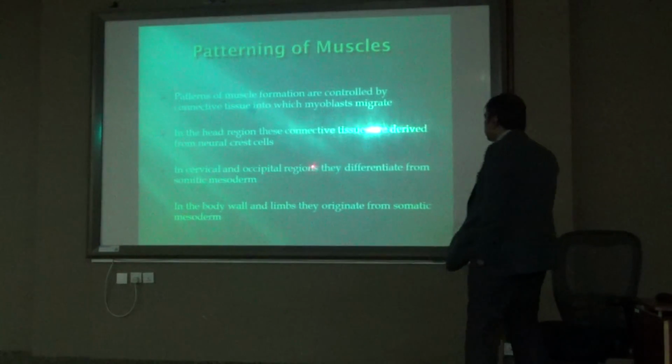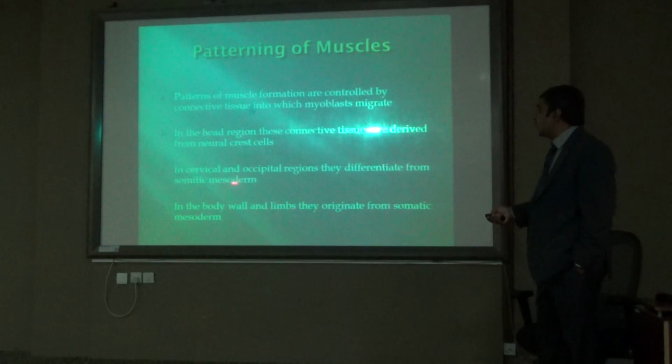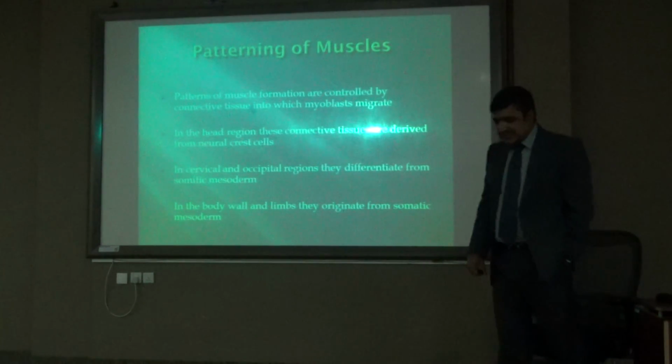In the cervical and occipital regions, they differentiate from the somatic mesoderm. In the body wall and limbs, they originate from somatic mesoderm. Almost all of them develop from the mesoderm. In the head region, connective tissues are derived from neural crest cells.